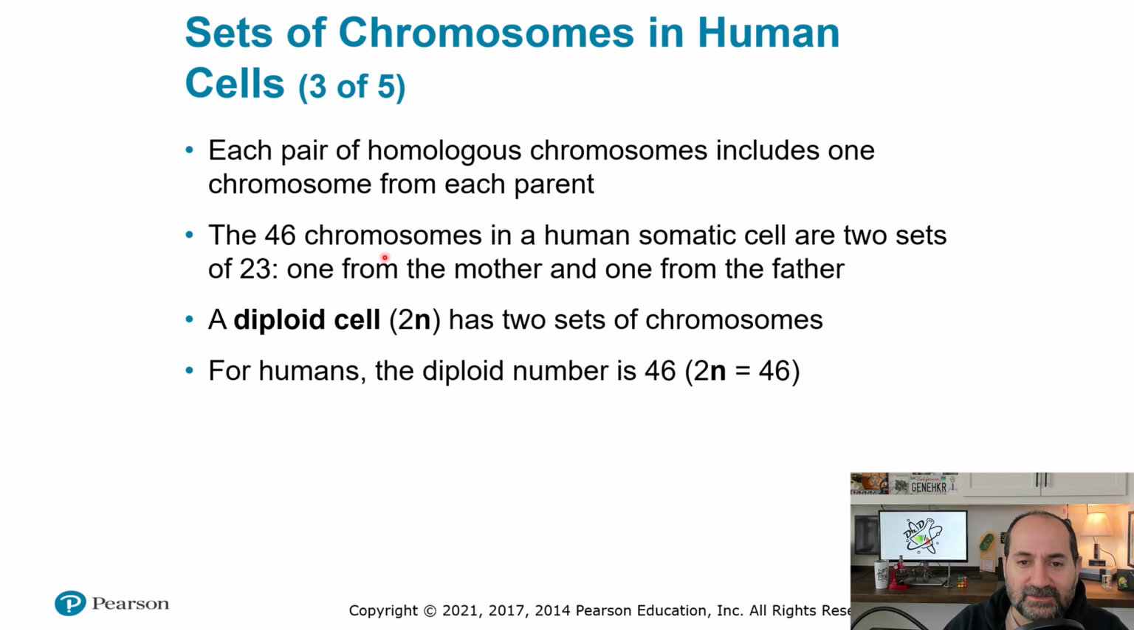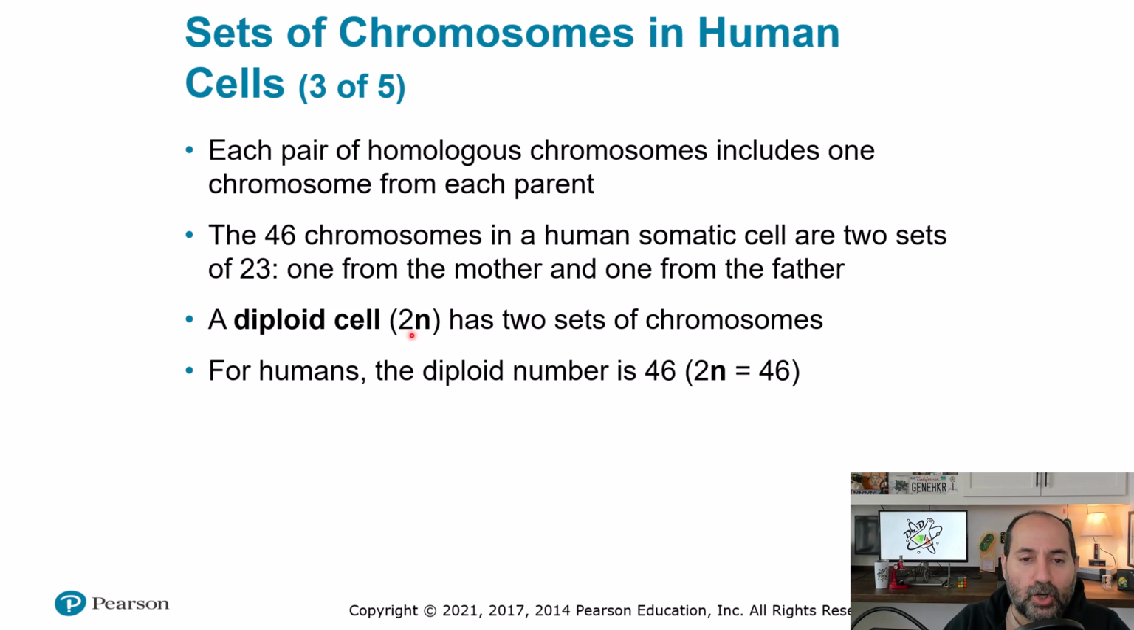The 46 chromosomes in a human somatic cell are two sets of 23. One from the mother, one from the father. Remember, this is what makes up a diploid cell. Now, I also want you to know that instead of writing diploid cell, you can shorten that to 2N. 2N means a diploid cell.